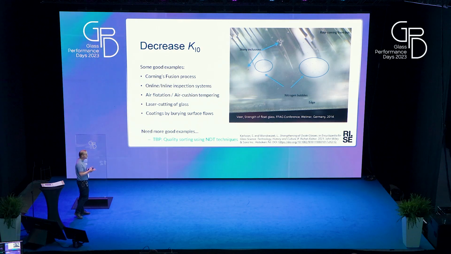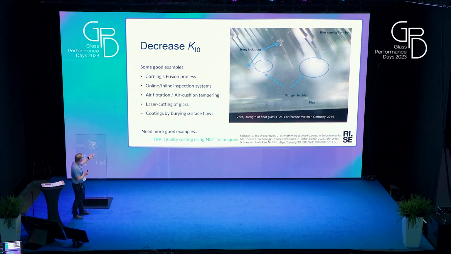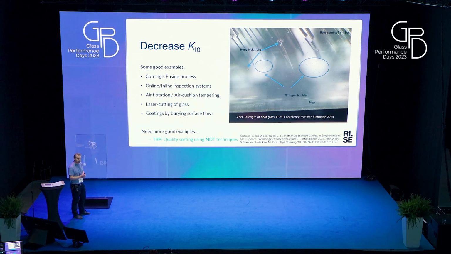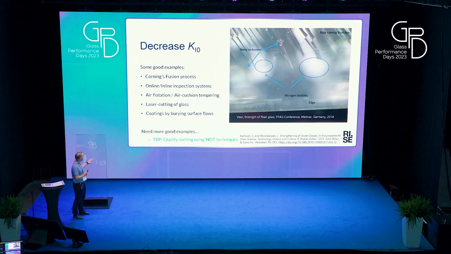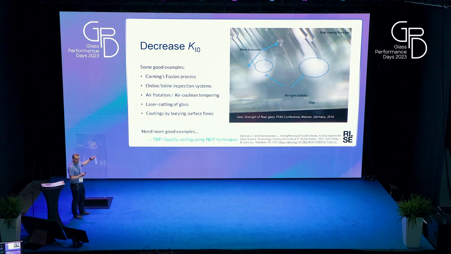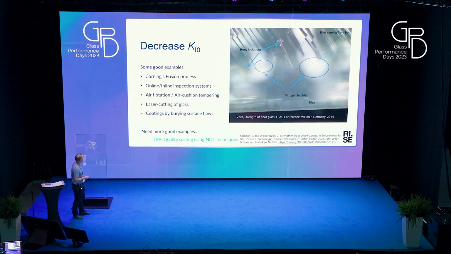Also, air flotation and air cushion tempering is a good example of this. That allows us to temper thinner glass. And then laser cutting, which is probably coming more and more, is also a very good example for this, to get a high quality edge strength. And then you can also have coatings to bury the surface flaws. But I think we also need more good examples of this. So we need to develop this further. And as I mentioned, I will talk a little bit about quality sorting and non-destructive testing of glass.